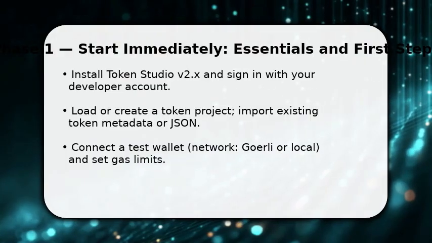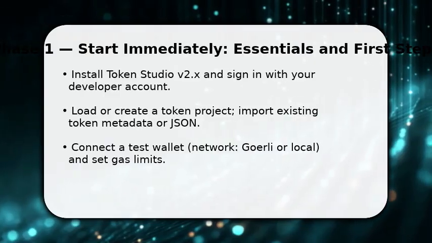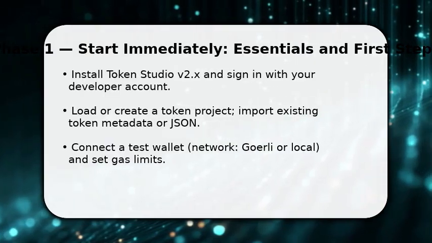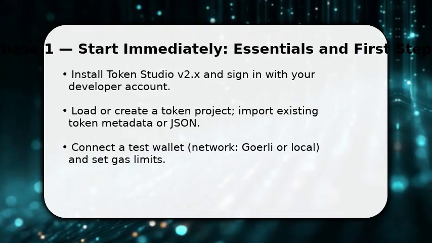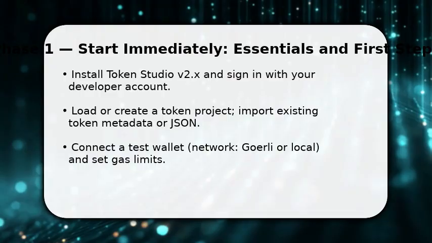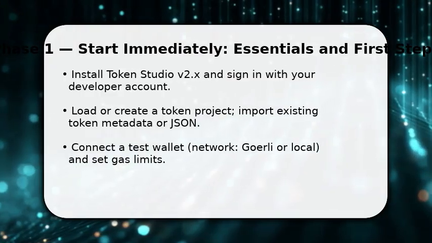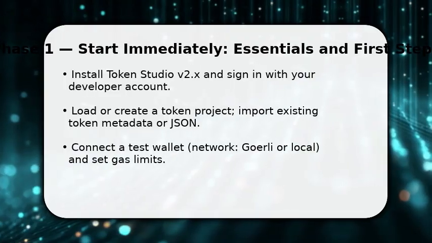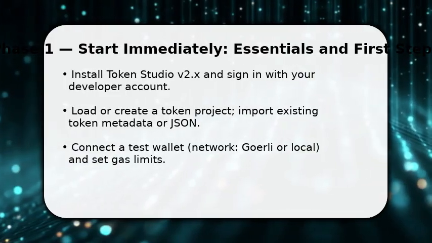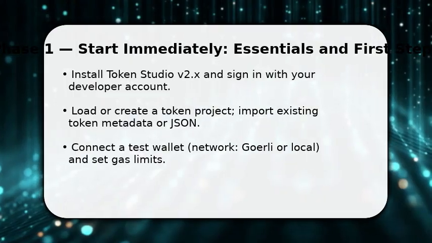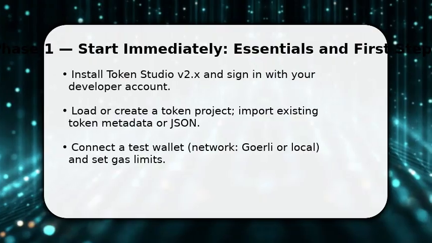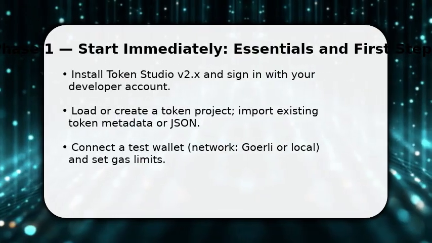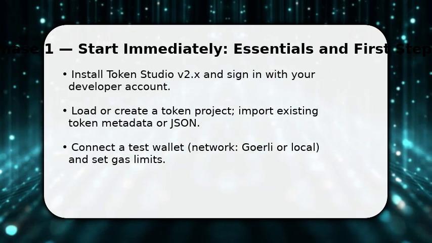You start by preparing the environment and opening Token Studio. Sign in so your workspace saves. Once done, create or load a token project and import existing metadata because continuity avoids errors later. Make sure to connect a test wallet on Goerli or your local node and set sensible gas limits now. This prevents failed transactions. You'll also confirm token decimals, symbol, and initial supply before moving into contract and deployment steps.